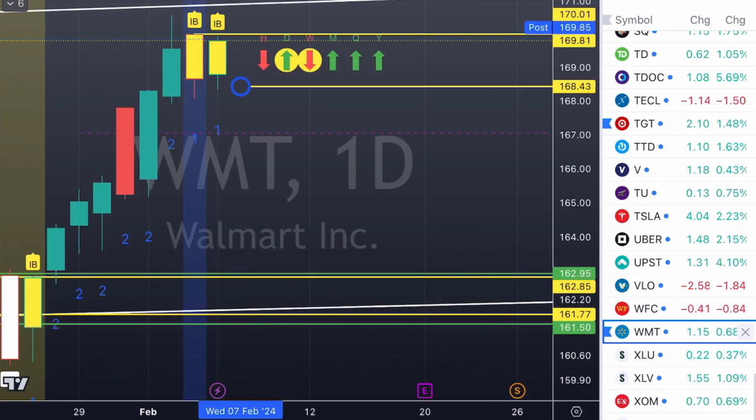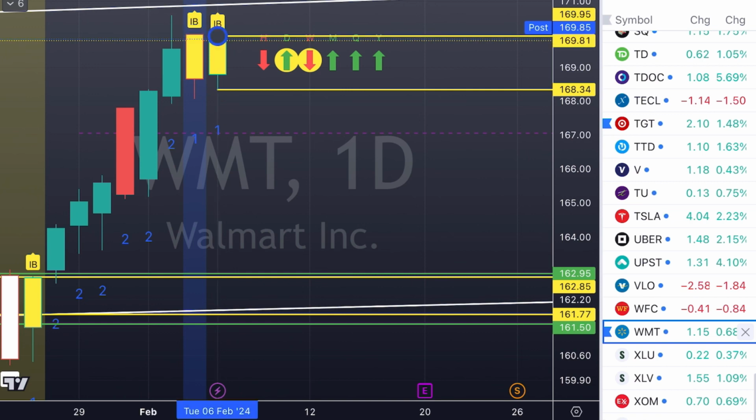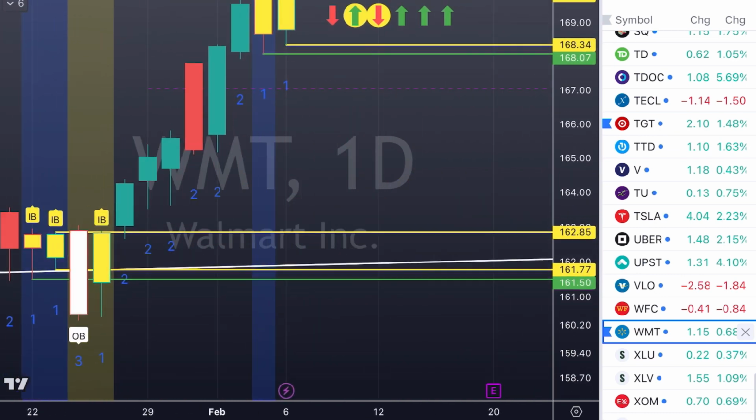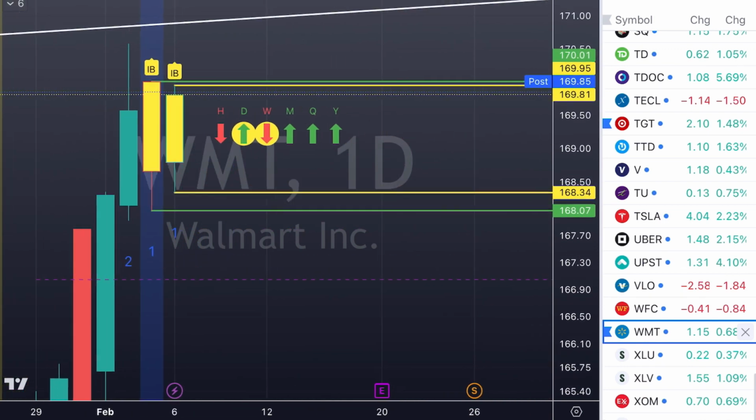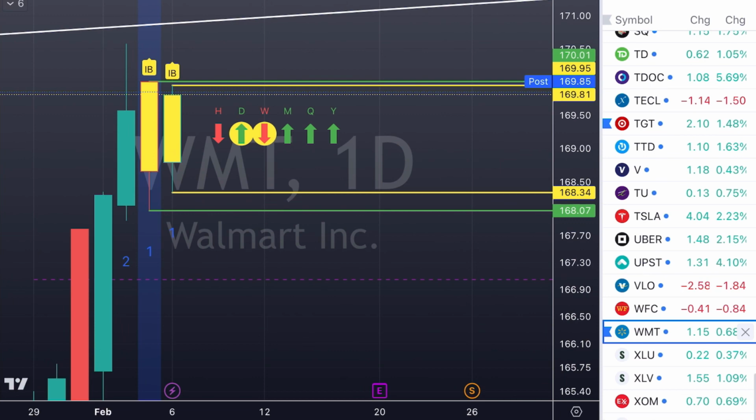Walmart, double inside bar. Okay? Here's another freebie. This one's going to be on the top 5 list for you guys. Okay, I just gave you 2 out of 5 plays for free. I don't normally do that. Let's get that target up there. There we go. 2 straight days of consolidation on Walmart. Let's see how it plays out.